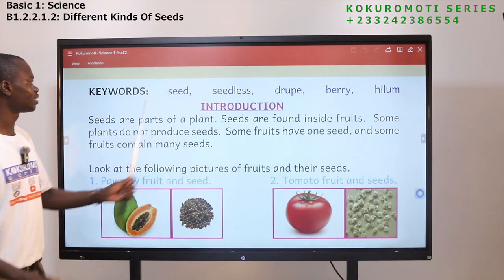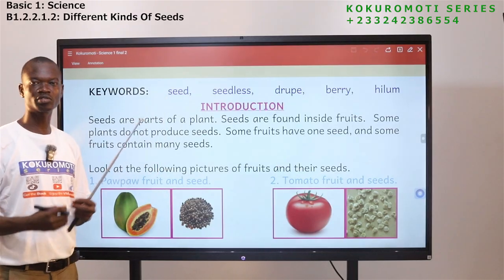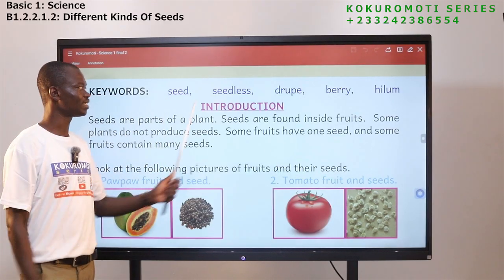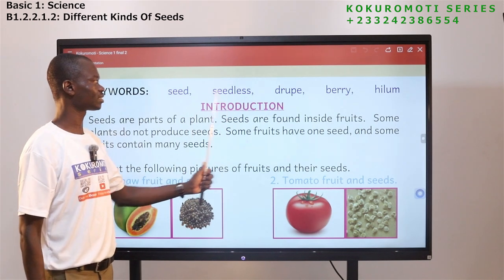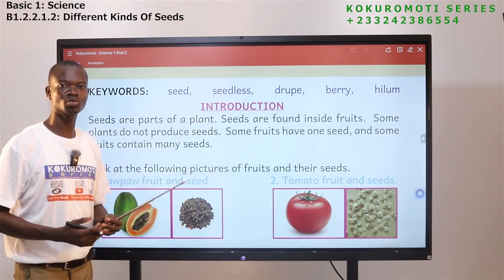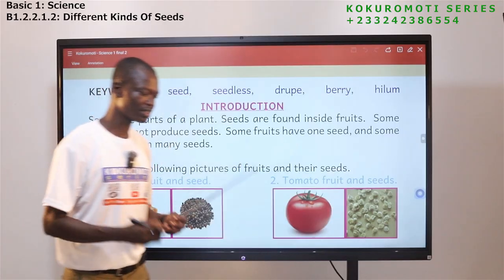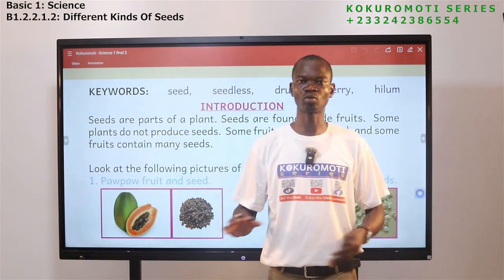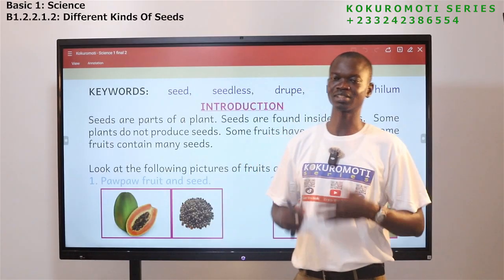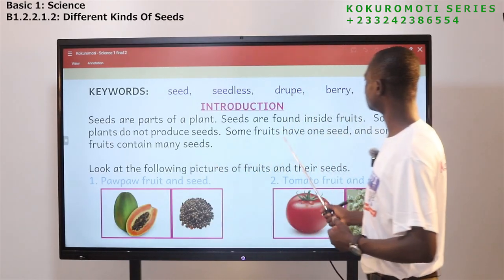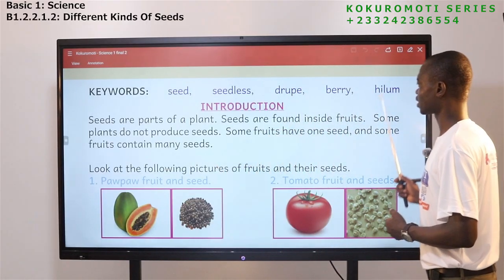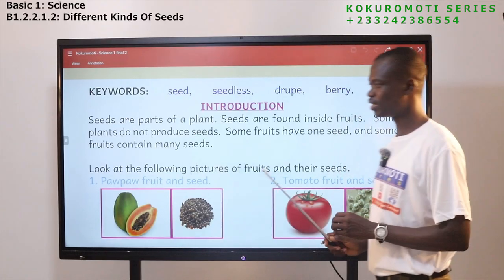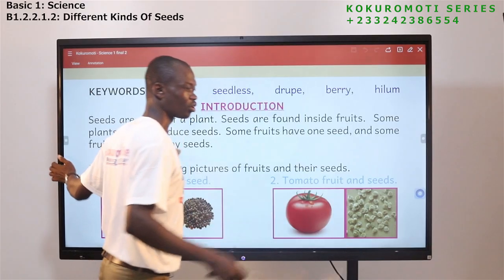Let me go over seed. Seeds are found in fruits of plants. Seedless is a fruit without what? Seed. A fruit that has no seed, so we call them seedless. Droop, we have berry, we have hilum. These are other ways that you look at the meaning. We will see the meaning as we move on.